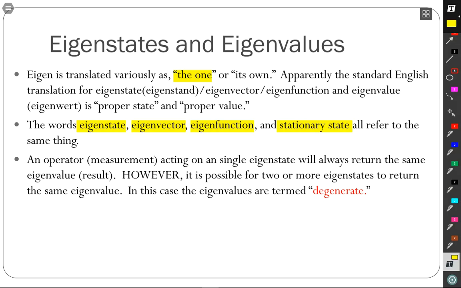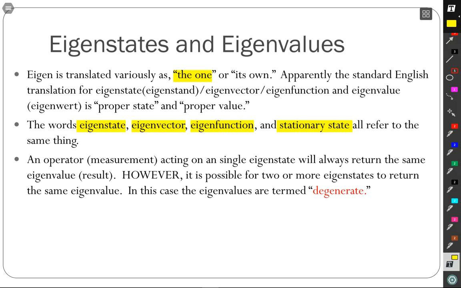Now, an operator, when it acts on a single eigenstate, should give you a single eigenvalue, a single result. So that's what the eigensystem is about. You have a state, you have an operator on it, and you get the single value that comes with it.